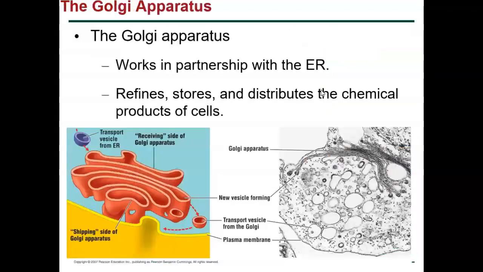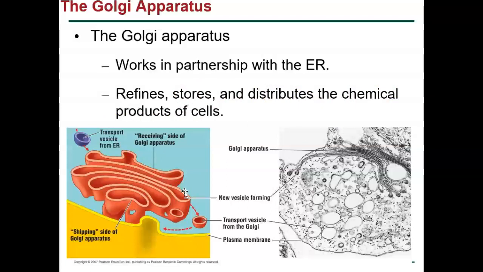Okay, so now we should be done with page 2. So we have a few things left on page 1, and we've got our page 3. So the Golgi apparatus. The point of the Golgi apparatus is that it refines, stores, and distributes the chemical products of the cells.